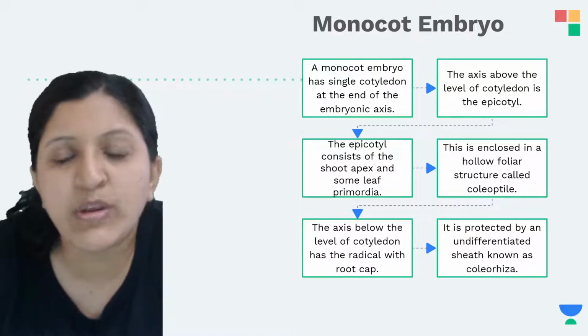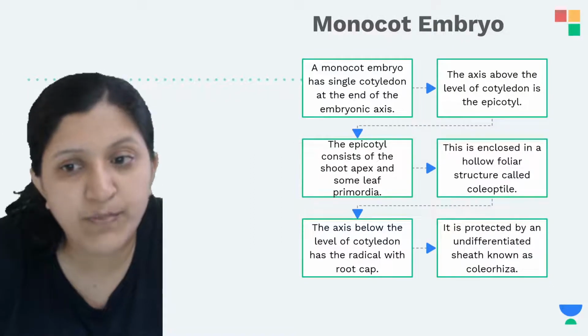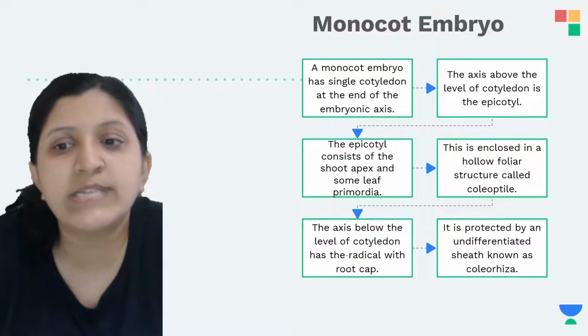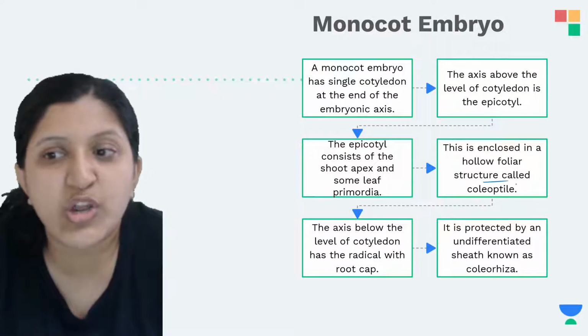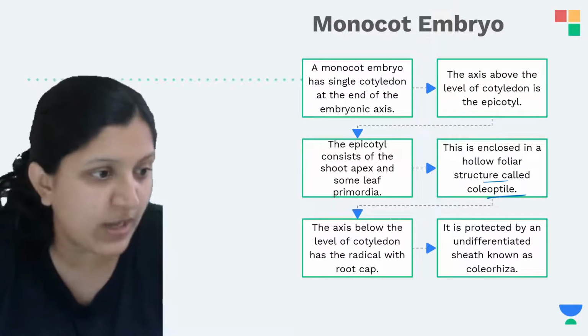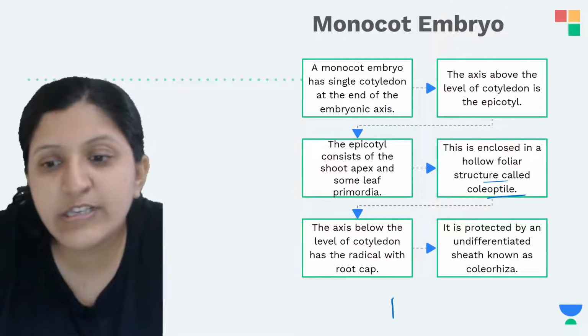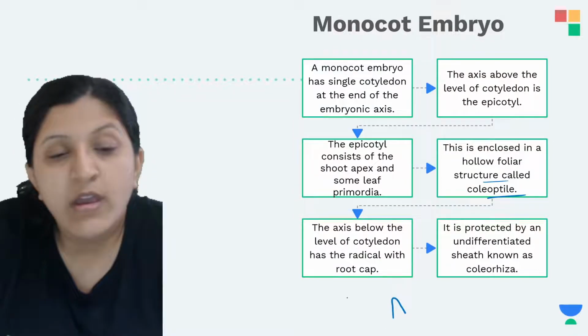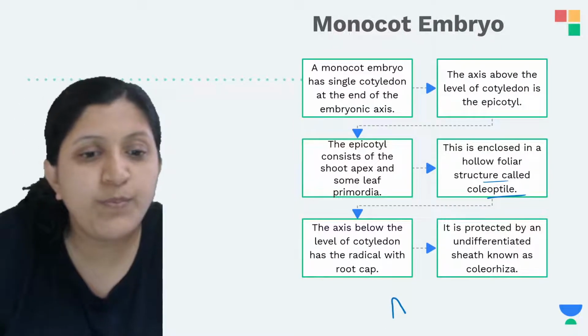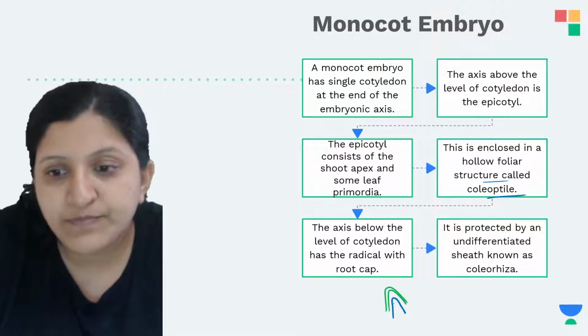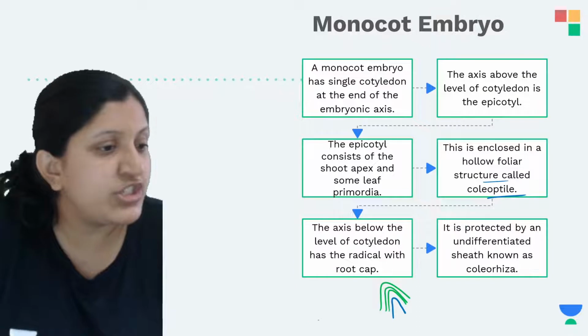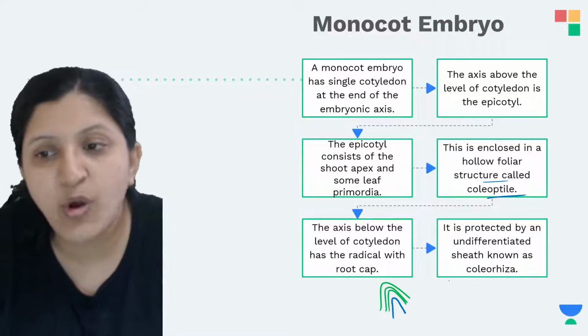So there is an epicotyl consisting of the plumule, that is the shoot apex and some leaf primordia. In this case it is enclosed in a hollow foliar structure called a coleoptile. So let's say this is the plumule, and the plumule is covered by a coleoptile. A membranous sheath will be there, so this is called a coleoptile.